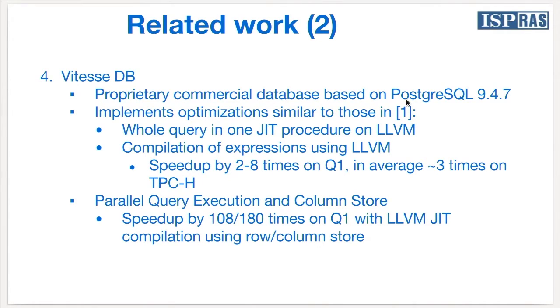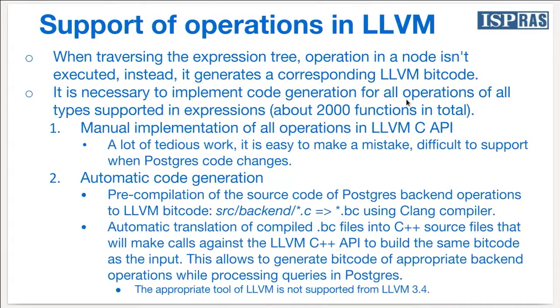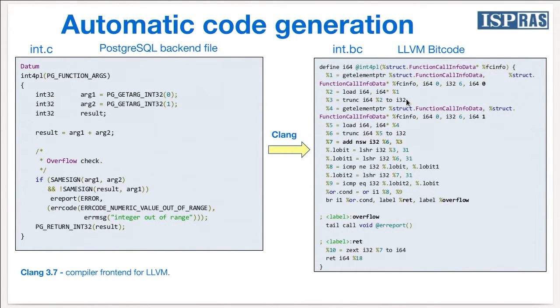Institute of System Programming. Postgres contains about 2,000 operators. The most straightforward approach is to just manually rewrite them using LLVM. But it requires a huge amount of work, and academic people prefer to solve more generic tasks instead of doing such stupid work. So they developed a converter, which allows automatically converting these methods to LLVM code.